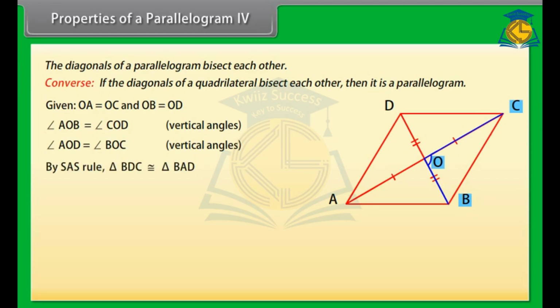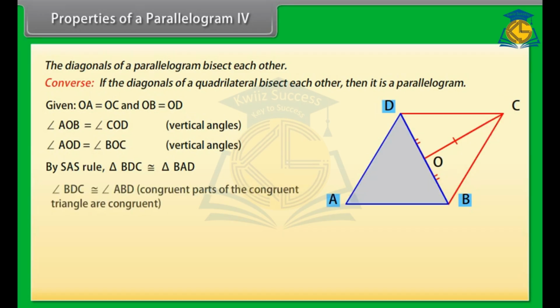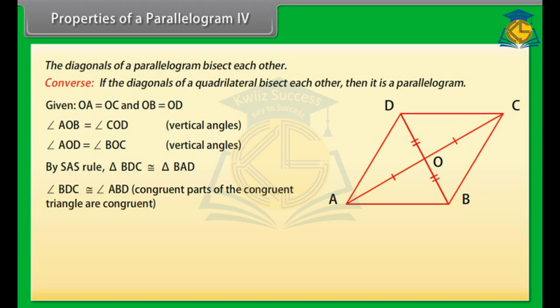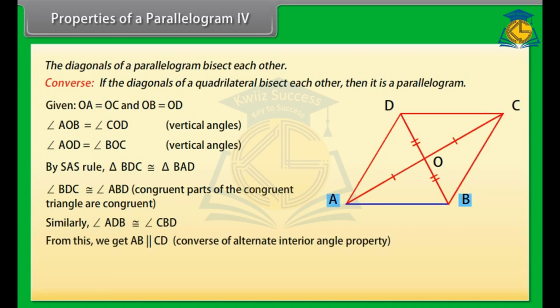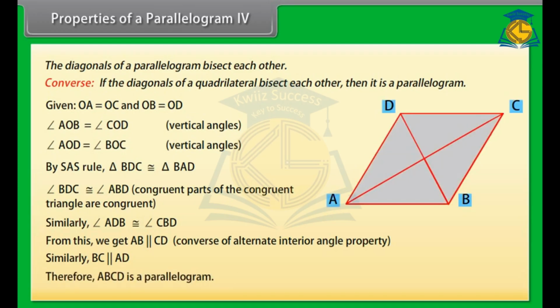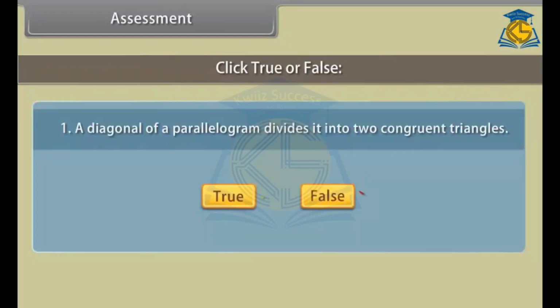So, by SAS rule, triangle BDC is congruent to triangle BAD. Therefore, angle BDC is congruent to angle ABD. Congruent parts of congruent triangles are congruent. Similarly, angle ADB is congruent to angle CBD. From this we get AB is parallel to CD. Similarly, BC is parallel to AD, using the converse of the alternate interior angle property. Therefore, ABCD is a parallelogram.